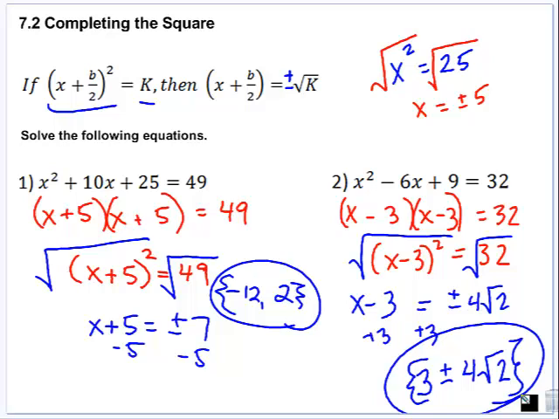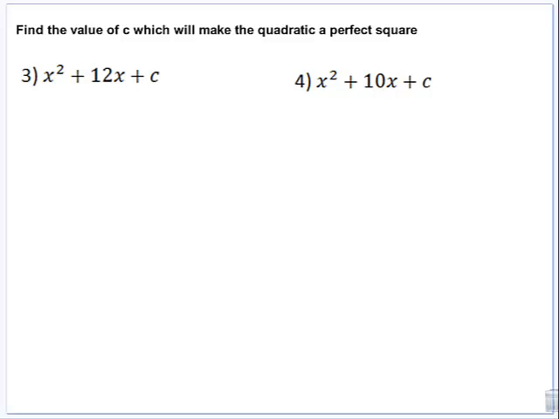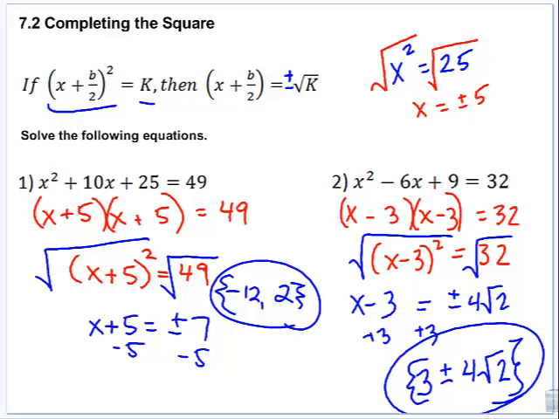We're not always going to be given quadratics that factor perfectly. So we need to find the value of c that will make this quadratic a perfect square, because sometimes we need to create that perfect square ourselves out of our quadratic. So we need to figure out, if I have x squared plus 12x, what I would need to do to that 12 in order to come up with the value for c that would make this quadratic into a perfect square. So let's take a look at those first two examples again.